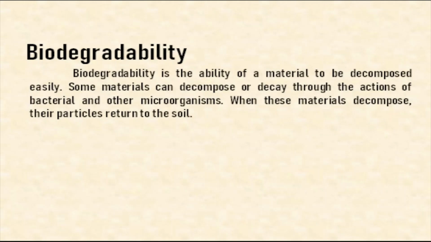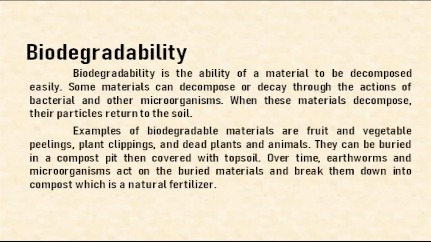Some materials can be decomposed or decay through the actions of bacteria and other microorganisms. When these materials decompose, their particles return to the soil. Examples of biodegradable materials are fruit and vegetable peelings, plant clippings, and dead plants and animals. They can be buried in a compost pit and then covered with topsoil. Over time, earthworms and microorganisms act on the buried materials and break them down into compost, which is a natural fertilizer.